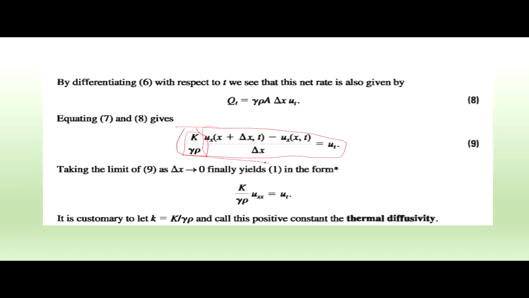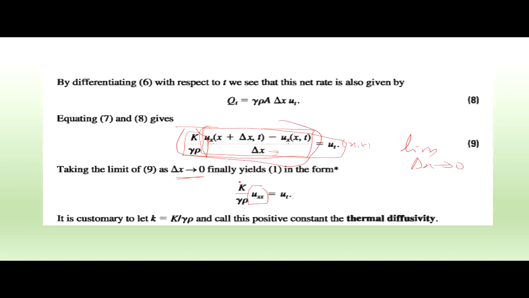This term, when del x goes to 0, is the definition of derivative. But it's already in derivative form. U x, one derivation has been already done. So the conclusion will be a second derivation: this term will be second derivative u xx when del x goes to 0, and the constant k over gamma rho will remain on the left side. The right side is u t of x comma t, right?